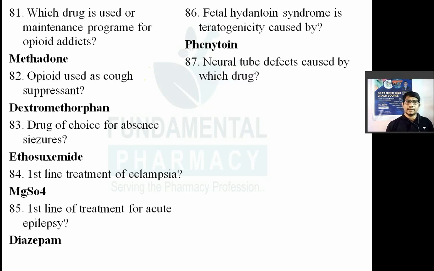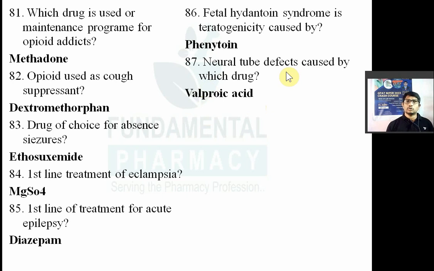Now question number 87, we'll see. Neural tube defect is caused by which drug? So neural tube defect is an adverse effect of which drug? Or neural tube defect is a teratogenic effect of which drug? So you have to remember carbamazepine and valproic acid cause neural tube defect. Carbamazepine, valproic acid, or deficiency of folic acid also result in neural tube defect.